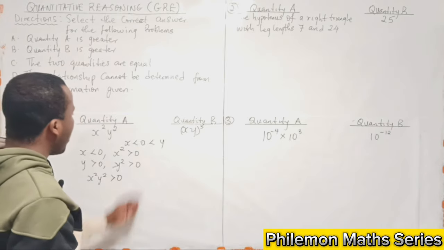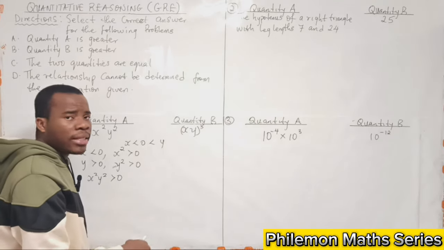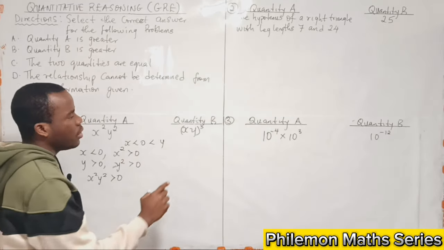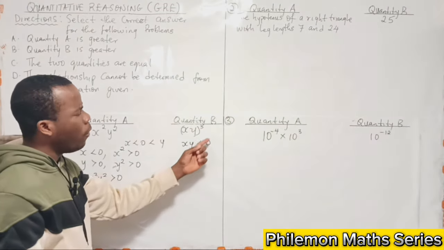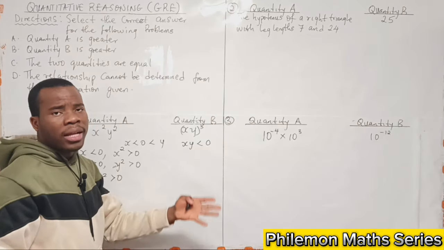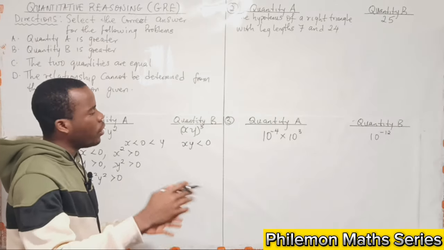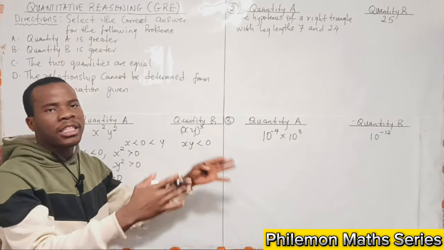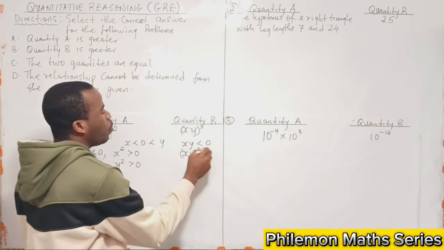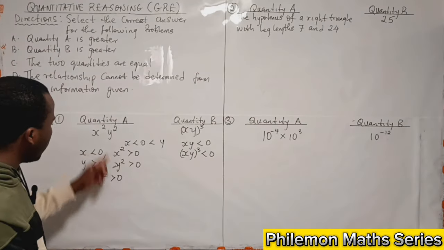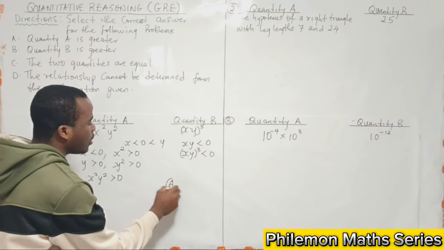Now in quantity B, x is negative and y is positive. The product of a negative and a positive number is always negative. So x y is negative. What about the cube of a negative number? We already know that the square of a negative number is positive, but the odd power of any negative number is always negative. So we have that x y cube will be negative. Since quantity A is positive and quantity B is negative, it means that quantity A is greater. So the answer is A.